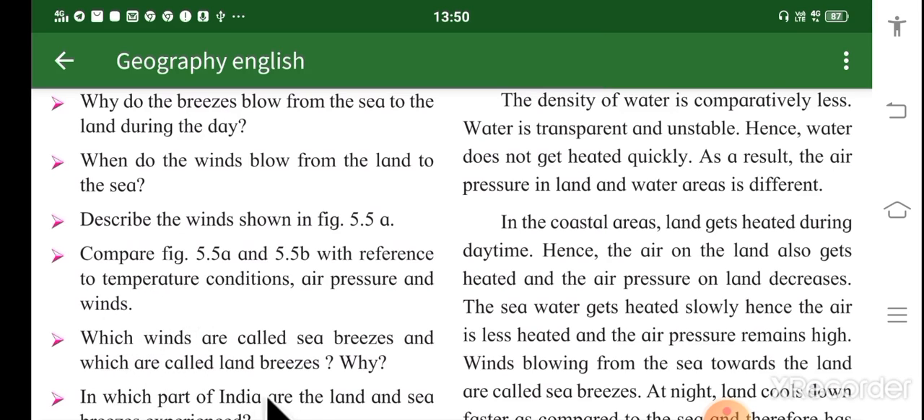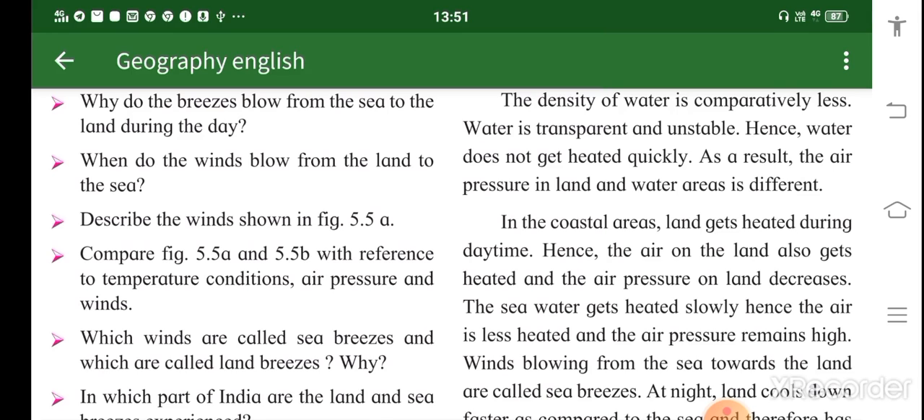Next, which winds are called sea breeze and which winds are called land breeze? We can say winds in 5.5a are sea breeze because they blow from the sea, and 5.5b are land breeze because they blow from the land.